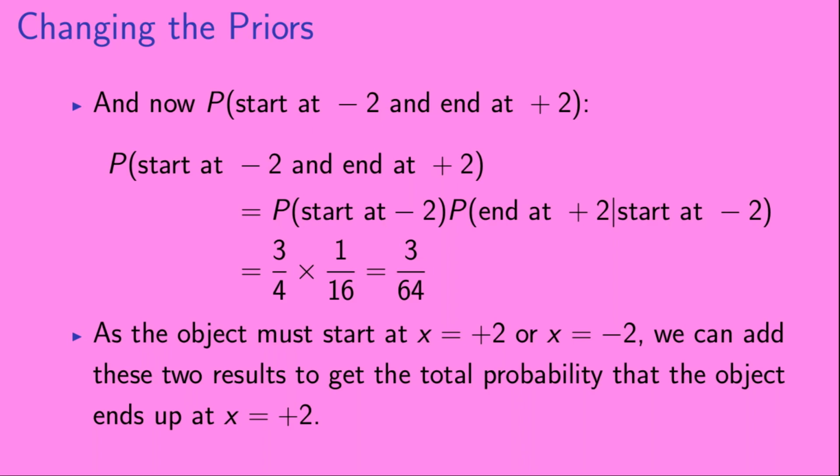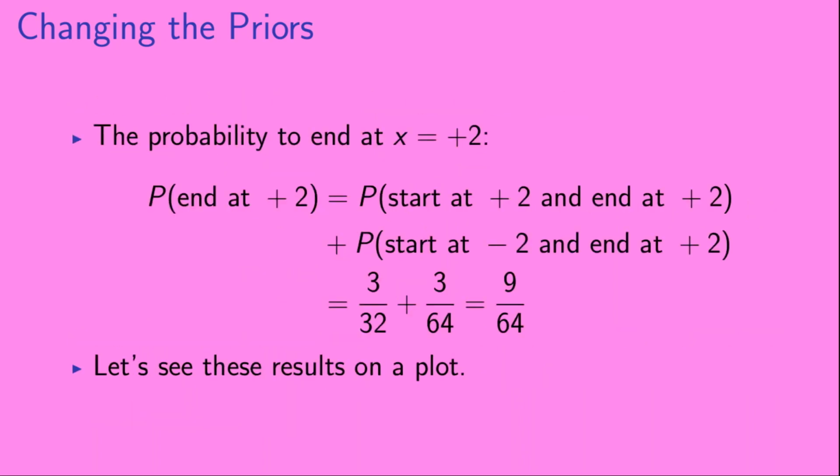Now, as the object must start at x equals +2 or x equals -2, we can add these two results to get the total probability that the object ends up at x equals +2. So the probability to end up at x equals +2 is equal to the probability to start at +2 and end at +2 plus the probability to start at -2 and end at +2. So that's 3/32 plus 3/64, which is equal to 9/64.